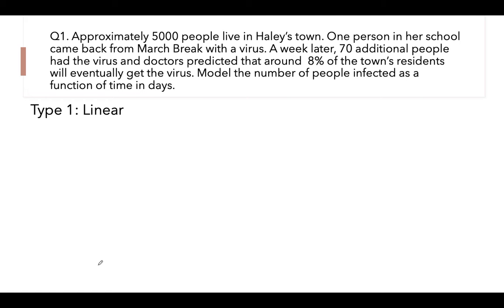Approximately 5,000 people live in Haleystown. One person in her school came back from March break with a virus. A week later, 70 additional people had the virus, and doctors predicted that about 8% of the town's residents will eventually get the virus. Model the number of people infected as a function of time in days.